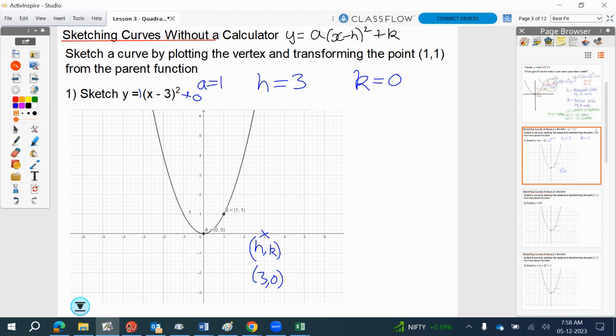Do we have a stretch or compress? A stretch would mean enlarging it. How do we know there's no stretch? From looking at the function here and looking at the values of a, h, and k. Because a is 1. That means no stretch, no compress, no reflection.